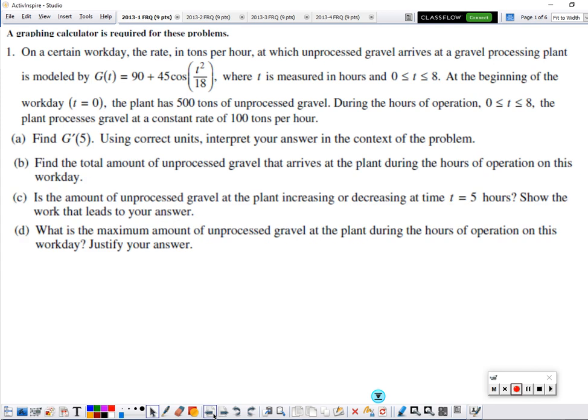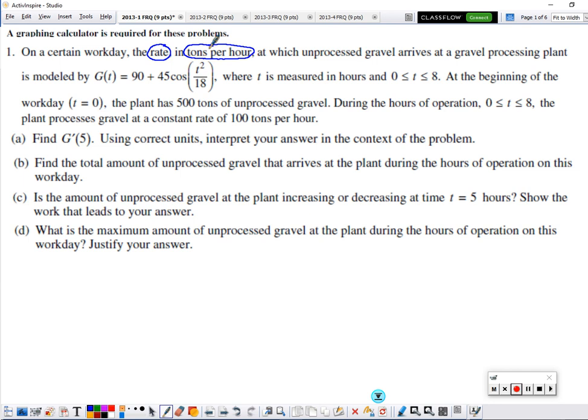Okay, so I start reading as always. On a certain work day, who cares? The rate, that's important. So rate, tons per hour, that's important. But really, don't get hung up on what they're talking about. It's just tons of something.